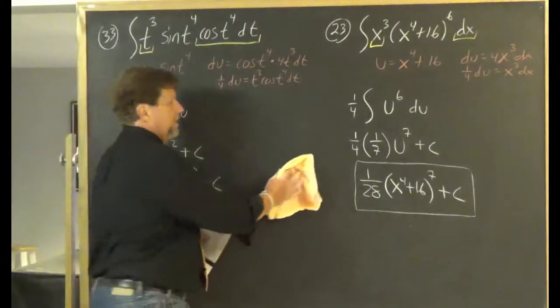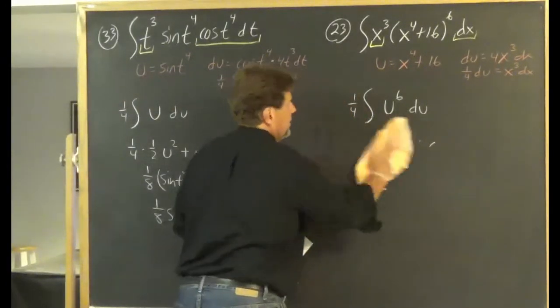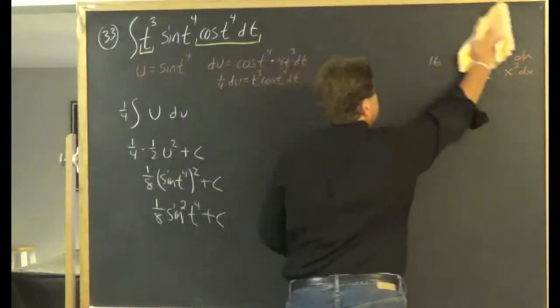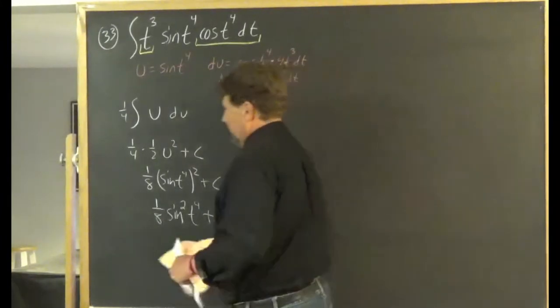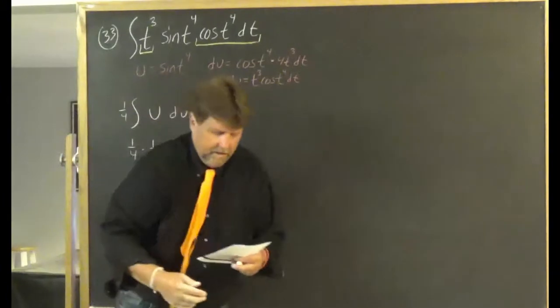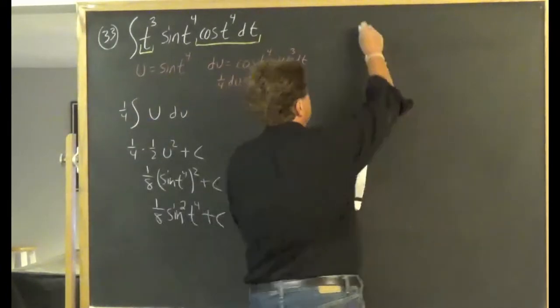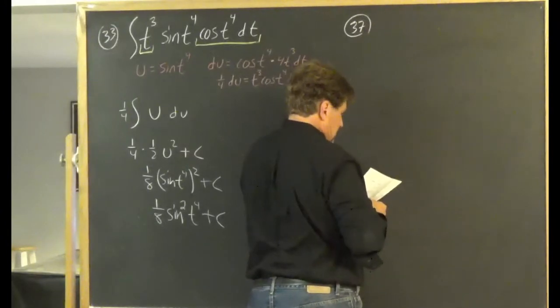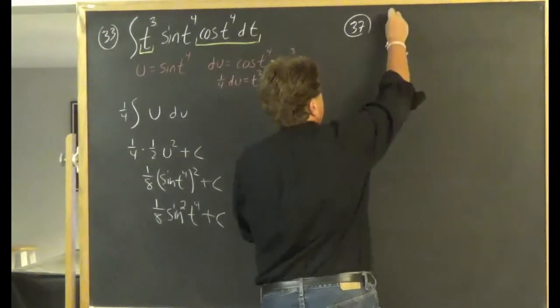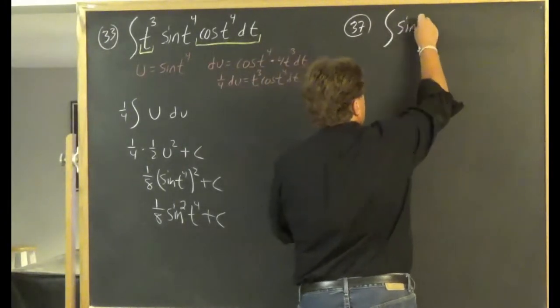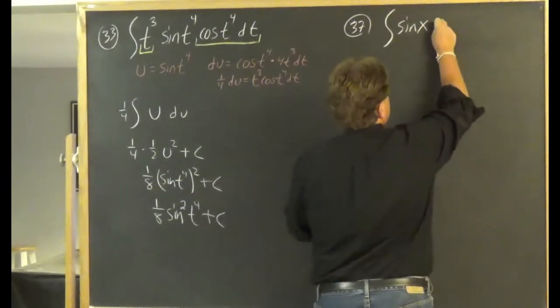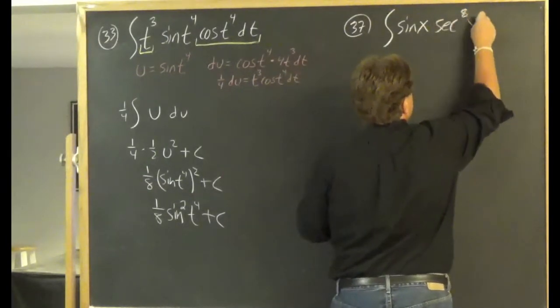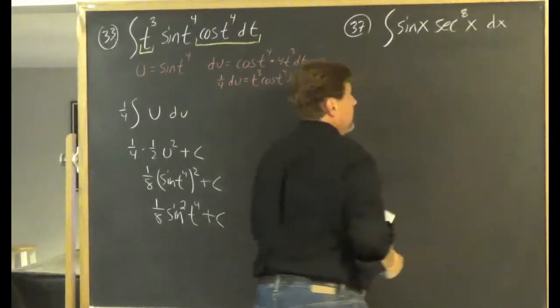One more here. I asked you also to do number 37. So let's give me some space here. Bear with me as I do a little erasing. So 37. What is this? It's integrating sine x, secant to the 8th dx.